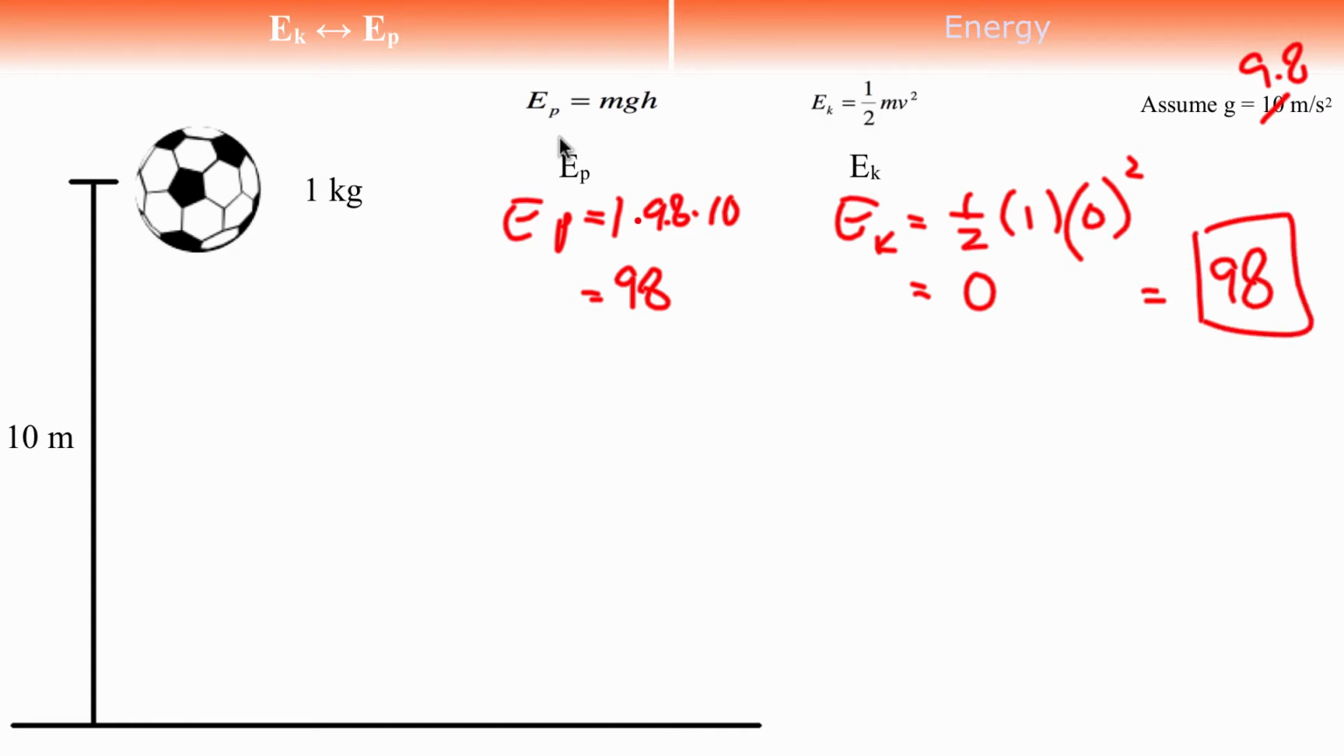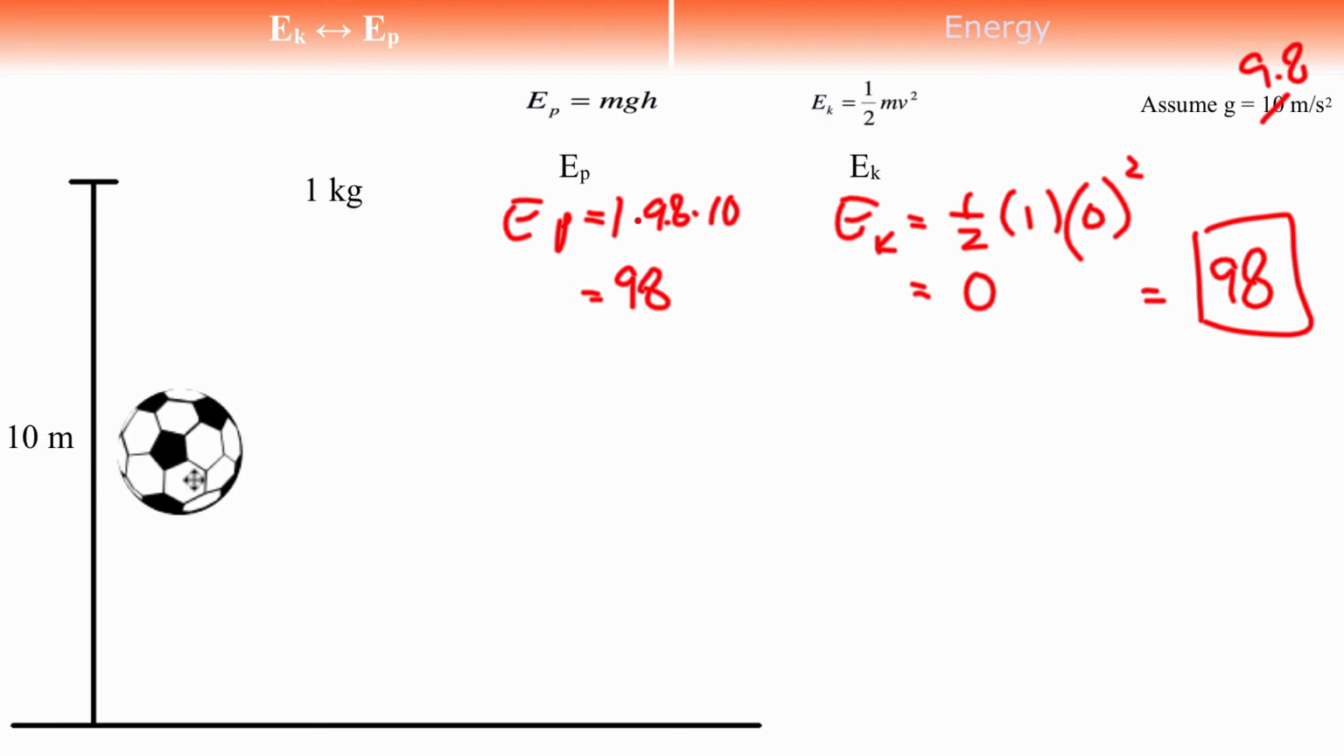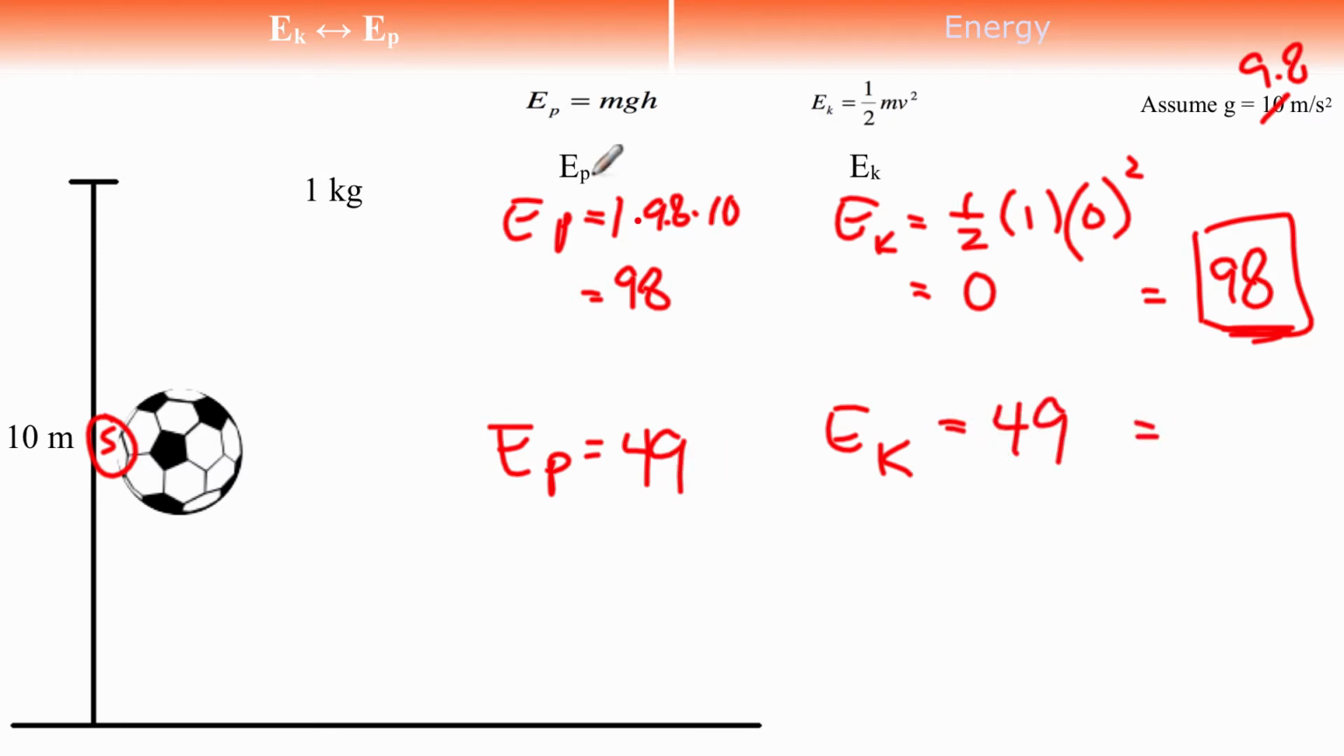It makes sense that if I drop the ball down to half, to 5 meters, since the whole distance is 10, the potential energy would be half of that, or 49. Now, if the potential is 49, then the kinetic energy has to make up the difference to get to 98, which is another 49. At any point along the way, the sum of the two energies, potential and kinetic, according to the law of conservation of energy, must be constant.